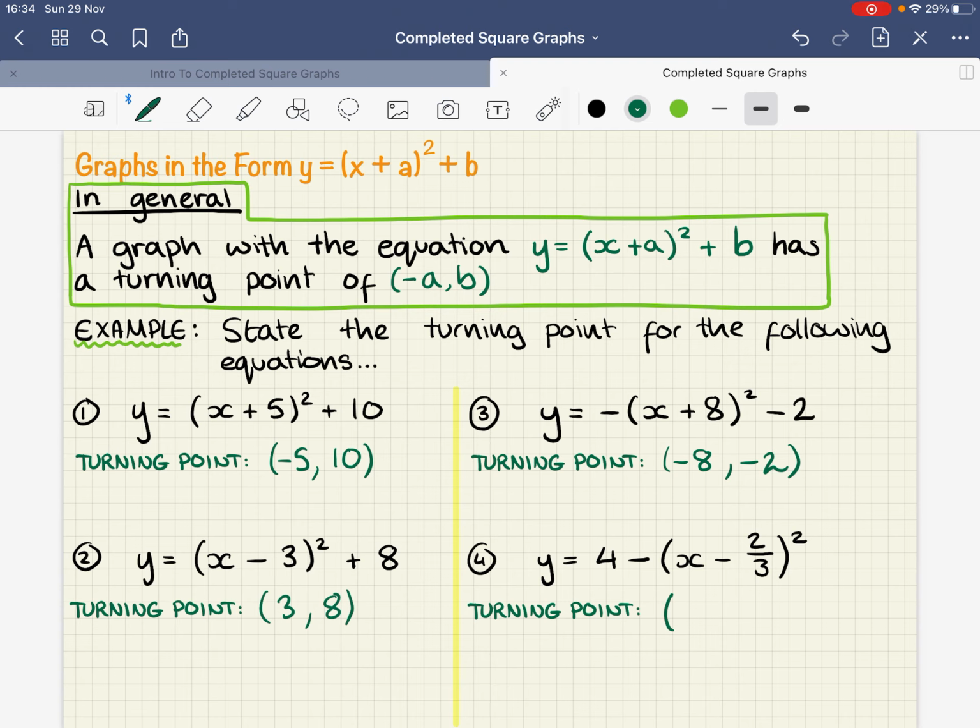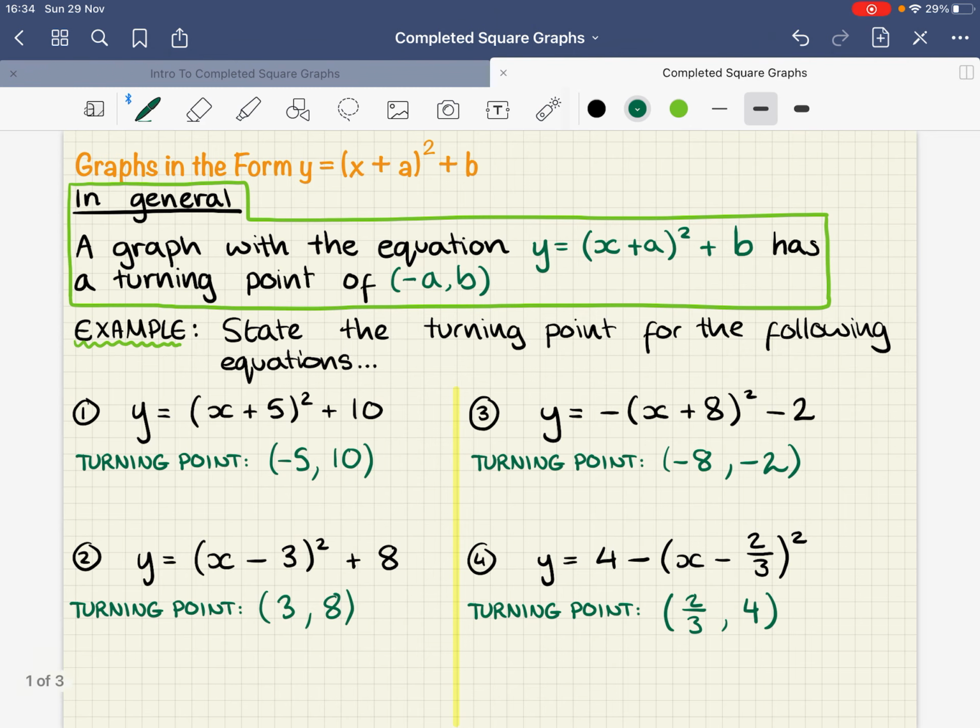And then same idea once again. This time that bracket is shifted to the end, but I still got to look at that a. I still got to look what's inside the bracket. That's a negative, so it's now going to be a positive 2 over 3. And then my y coordinate is just going to be the bit on the outside, which is that positive 4.